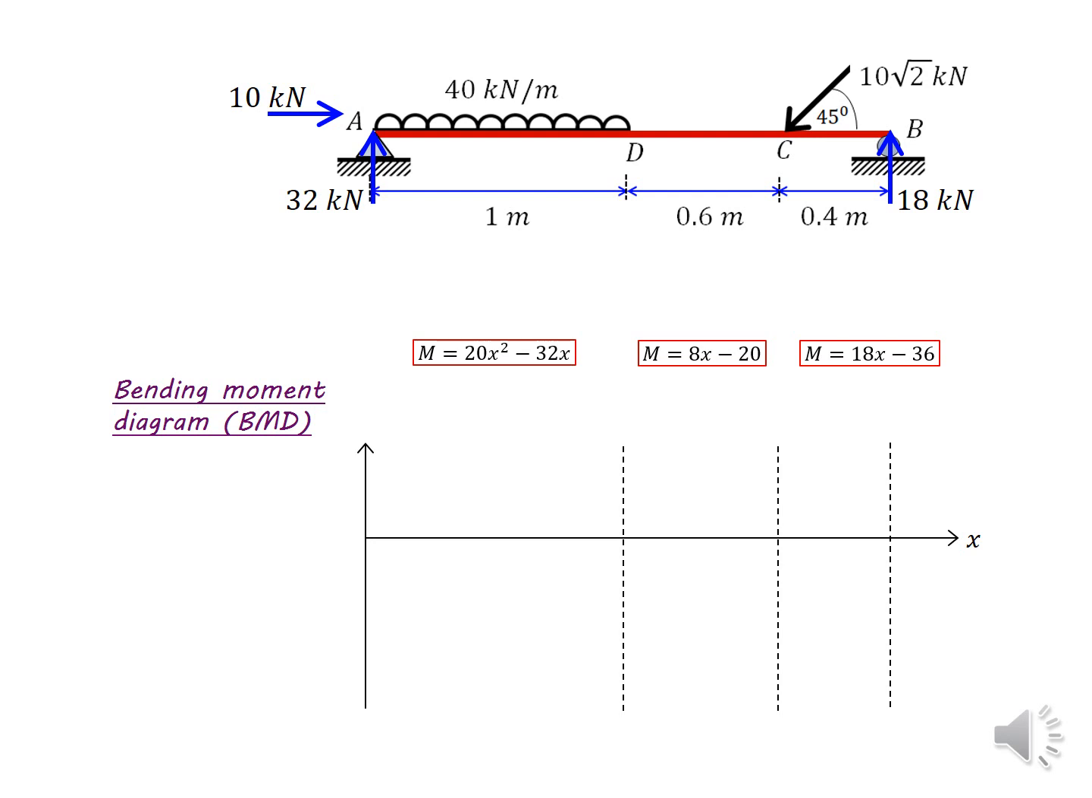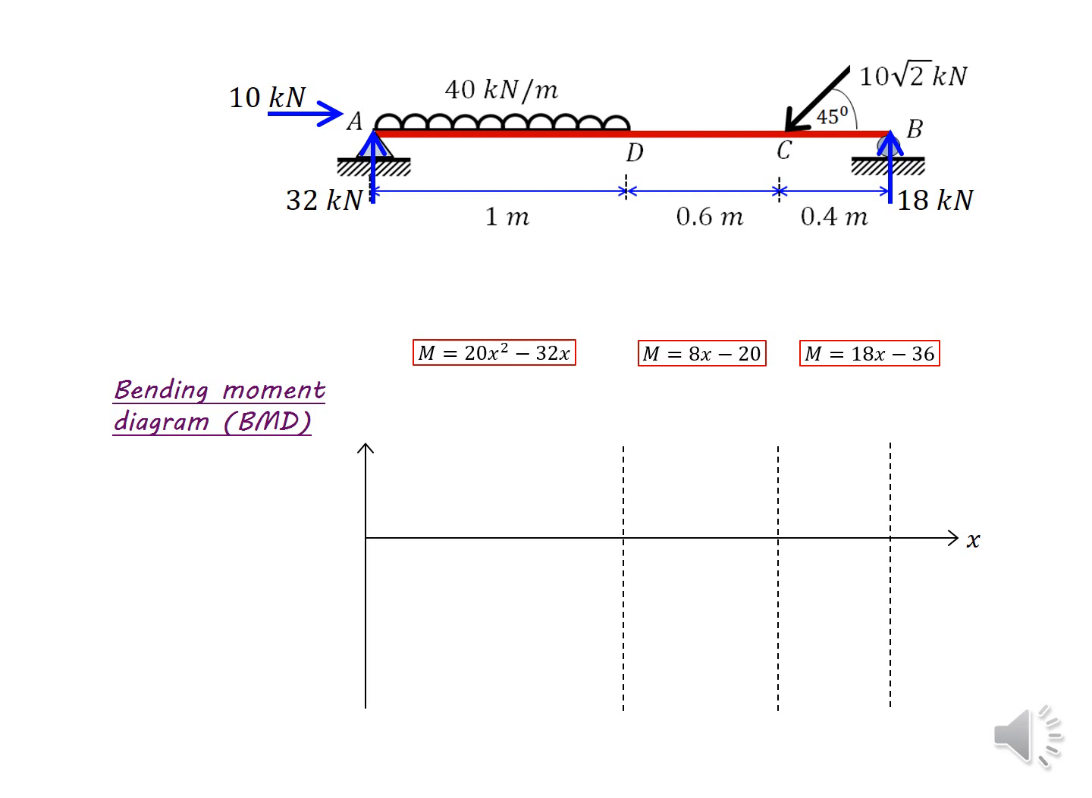Okay, now the last one, the bending moment diagram. As I mentioned before, I have included the three equations we derived from the three free body diagram analyses in the red boxes. So from A to D, the applicable equation is M equals 20x squared minus 32x. And from D to C, M equals 8x minus 20. And from C to B, M equals 18x minus 36.